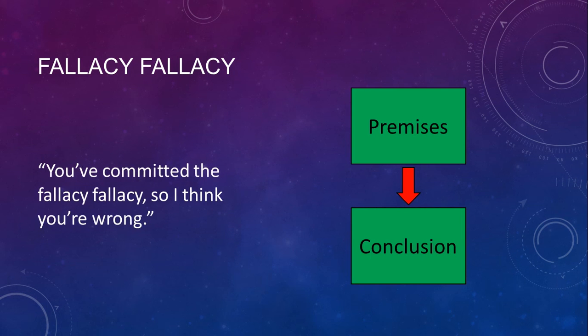Let's just get a tiny bit meta. You've committed the fallacy, so I think you're wrong. This is, of course, the fallacy. Just for completeness, all the same things apply. So this is a good inference just in case the argument in which you committed the fallacy is the only reason for believing the conclusion. If you had other reasons for believing the conclusion, then this is the fallacy.